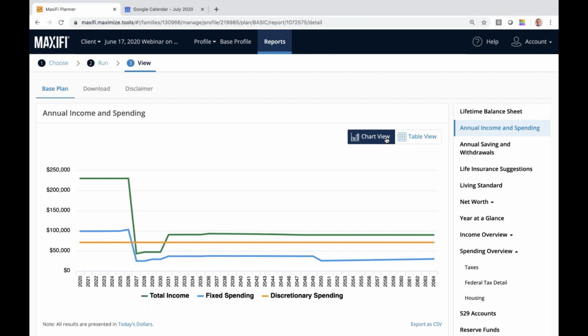So I hope this is clear. Discretionary spending is the money you have to spend on food, on vacations, on cars, on gifts. That's what we call discretionary spending.